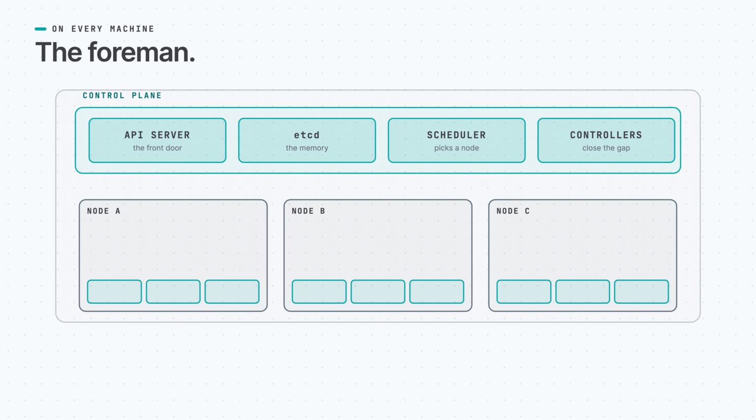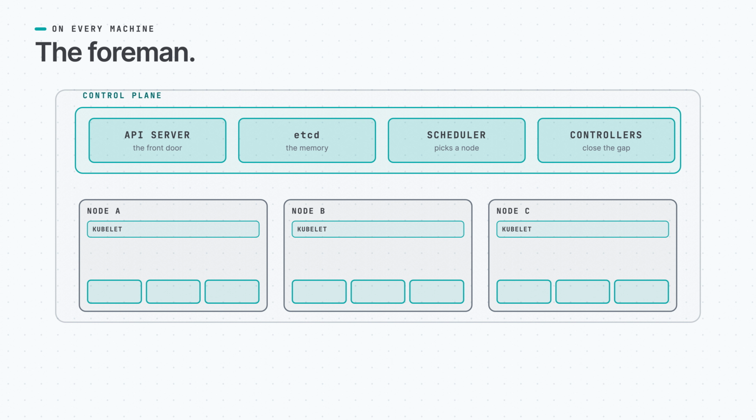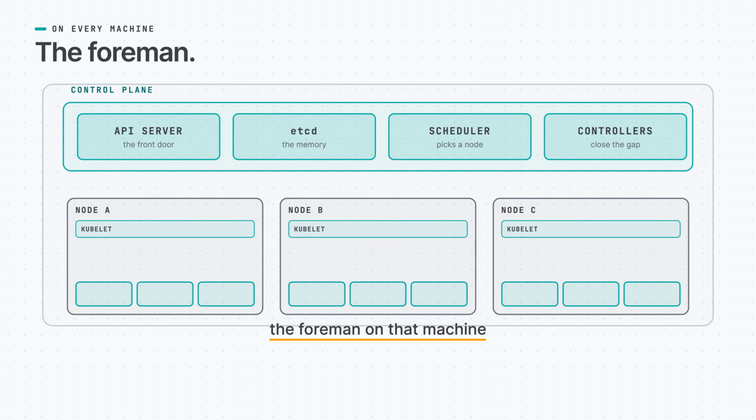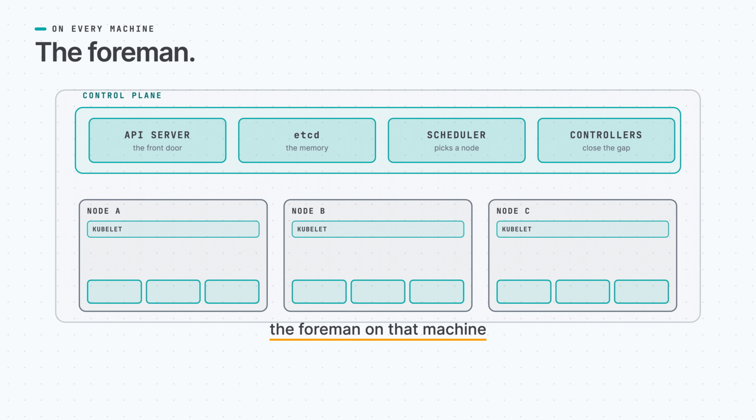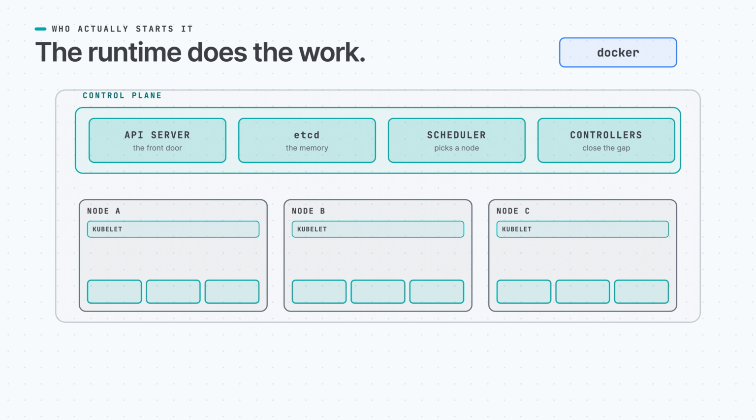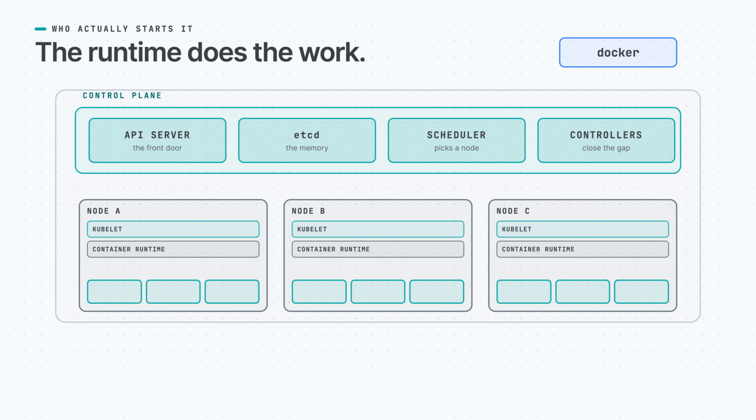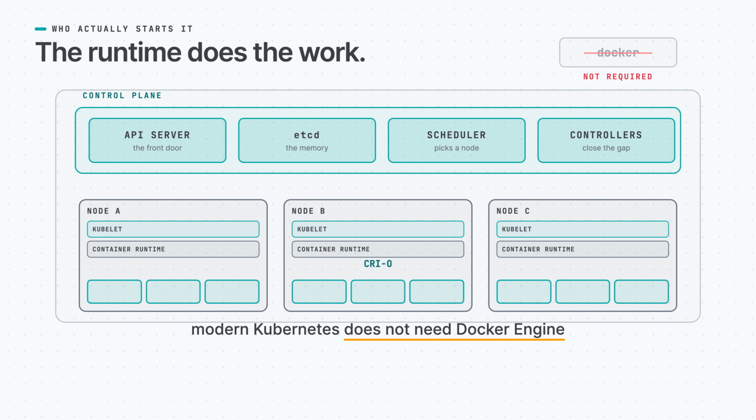Now the muscle. On every worker node, there is an agent called the kubelet. It asks the API server what it should be running, makes sure those pods are actually alive, and reports back. Think of it as the foreman on that machine. But the kubelet does not start containers itself. It asks a container runtime to do it, usually containerd or CRI-O. And here is a fact that surprises people. Modern Kubernetes does not need Docker engine on your nodes. It talks to any compatible runtime through a standard interface.